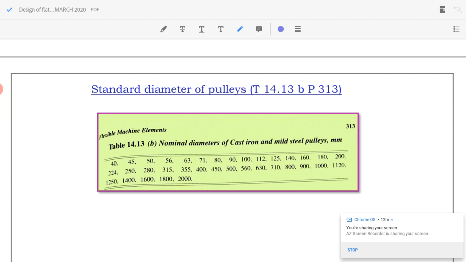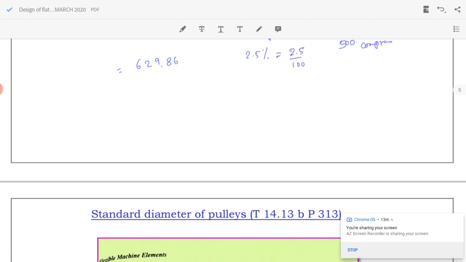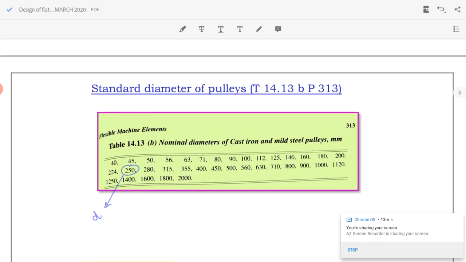My value was 230.71 for the smaller pulley, so our next standard value will be 250. I take this value for the smaller pulley, that is small d, and the value of capital D was 629.86. I will take the next higher value from this table. After 629, the next higher value will be 630. So this value I set as the standard diameter for capital D.